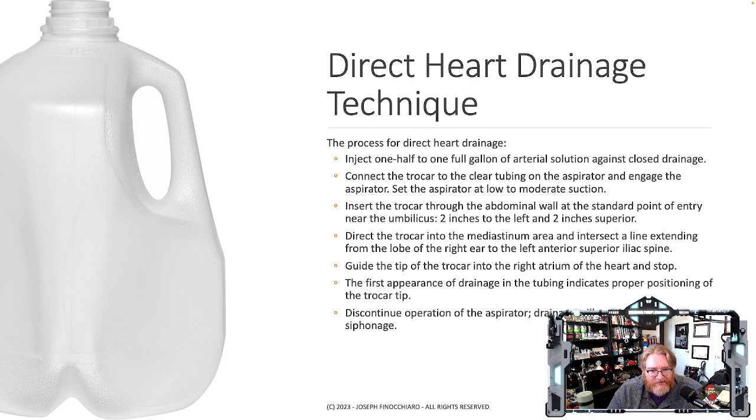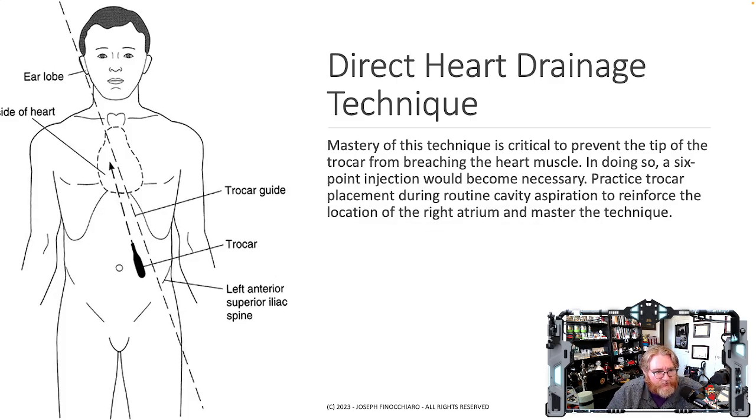Direct the trocar into the mediastinum area and intersect a line extending from the lobe of the right ear to the left anterior superior iliac spine. We're going to see this in an upcoming slide. Guide the tip of the trocar into the right atrium of the heart and stop. The first appearance of drainage in the tubing indicates proper positioning of the trocar tip. Then discontinue operation of the aspirator and drainage will continue by gravity. So here's what they're talking about. You are going to draw a line between that right earlobe down to the hip, right? You're going to put your trocar in and try to bisect that line.